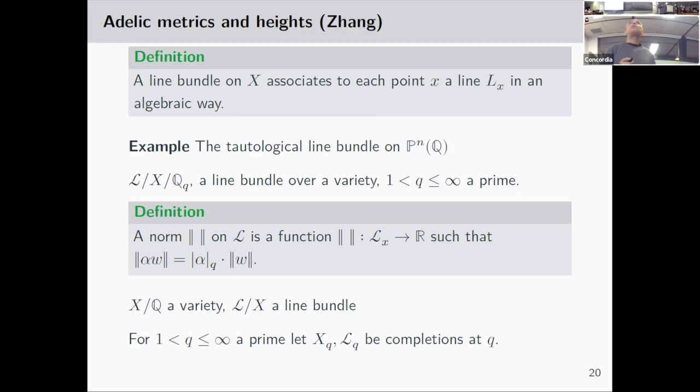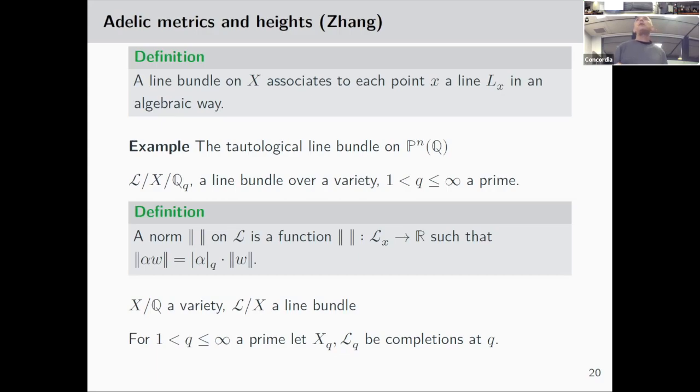So you start with the notion of a line bundle. Sort of naively, you associate a line, so a one-dimensional vector space, to every point on your algebraic variety. Right, and here's the relevant example. It's sort of the tautological line bundle of P^n over Q.